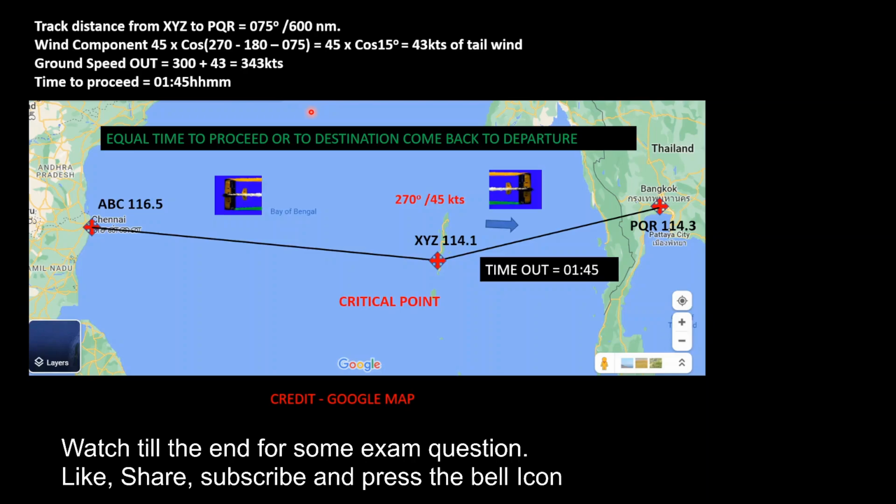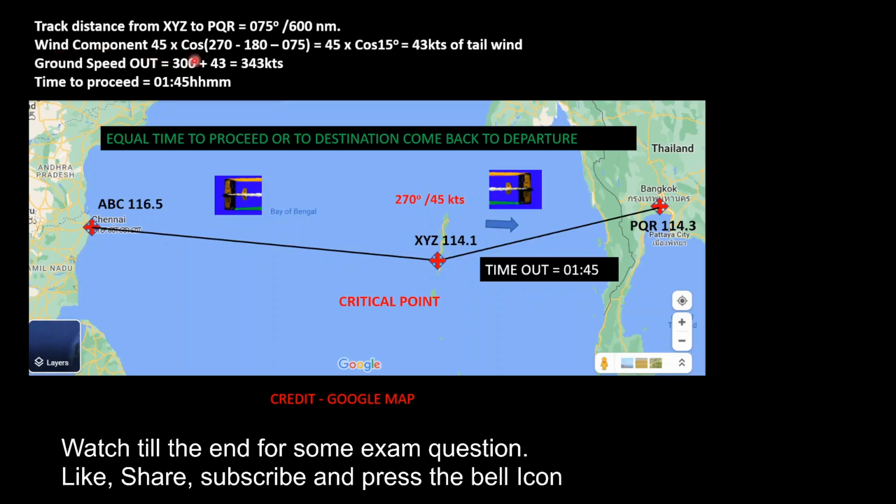So in order to calculate the CP, we will make a rough estimation, or we will check, in case I have to proceed from this point XYZ to Bangkok, how much time will I take, and if I have to come back from XYZ to ABC, how much time will I take. So that I can take up the leg which takes a lesser amount of time. So in this case, I will find out the time from XYZ to PQR, where the track is 075 and the distance is 600 nautical miles.